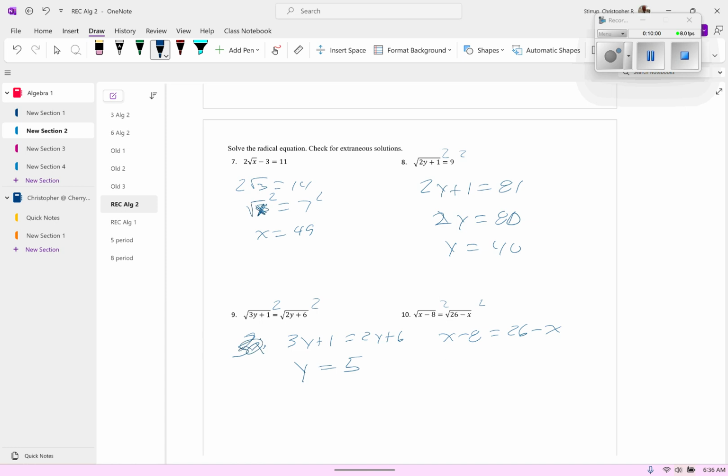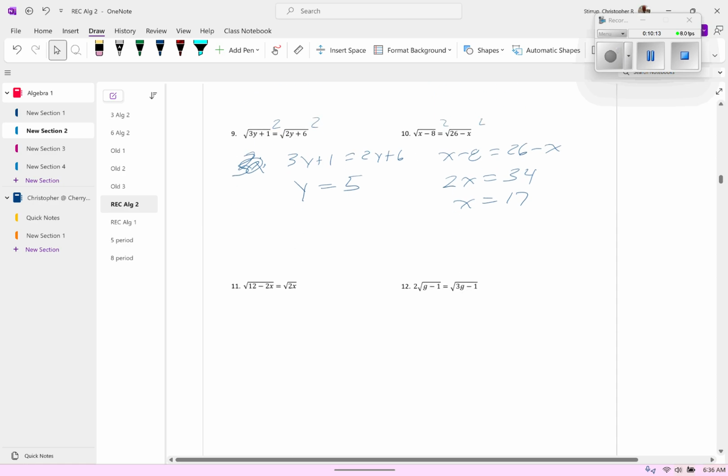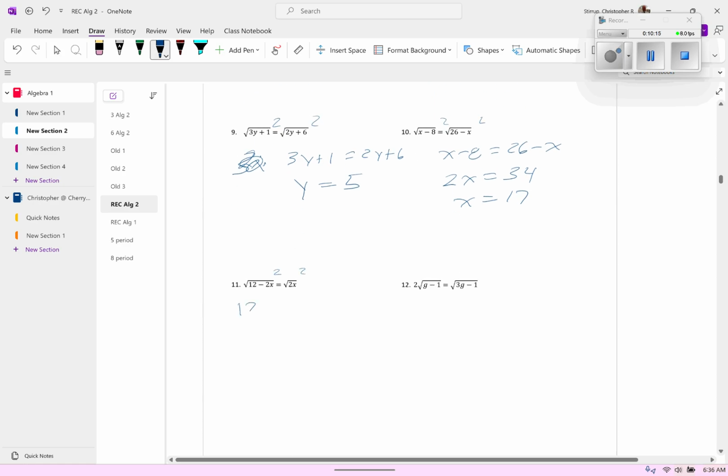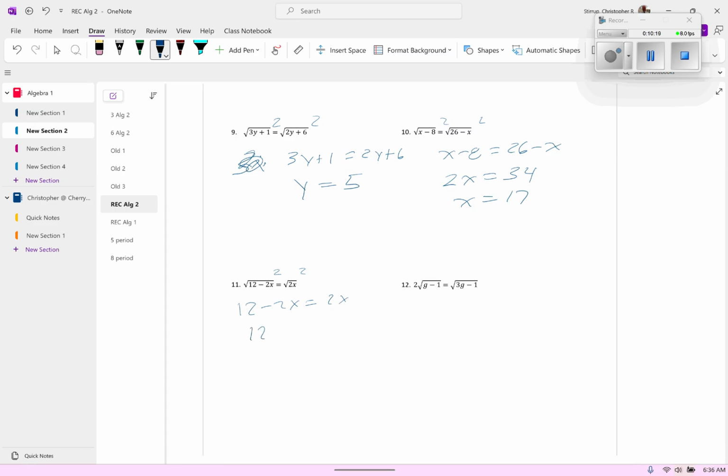We're going to add x to both sides. We're going to add 8 to both sides. Divide each side by 2. That's 17. That's going to give me 9. That's going to also give me 9. Works. Square both sides here. So 12 minus 2x is equal to 2x. Add 2x to both sides. Divide by 4. So 2 minus 6 is 6. And 6, yep, that works.